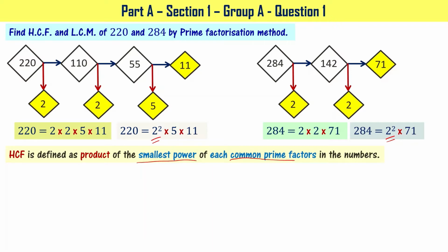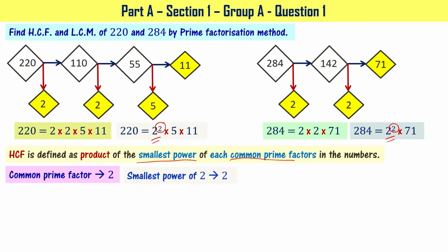That's why we say 2 is the only common prime factor and its smallest power is 2 again. This is what we are referring to, this particular 2 or this particular 2. If there is a different number, you would be considering the smallest. Since these two are same, you consider any of these numbers. You say the smallest power of 2 is 2. It means HCF is going to be 2 square, that is equal to 4.